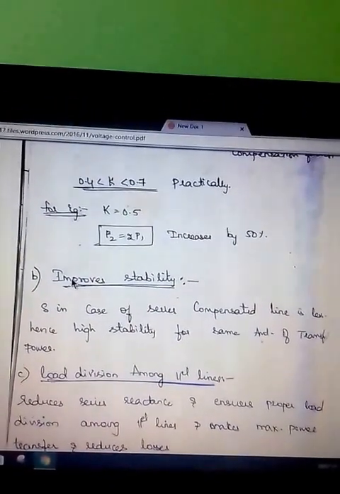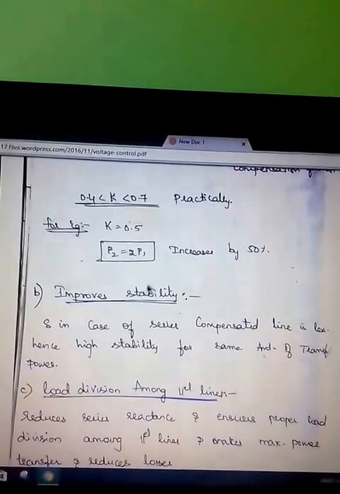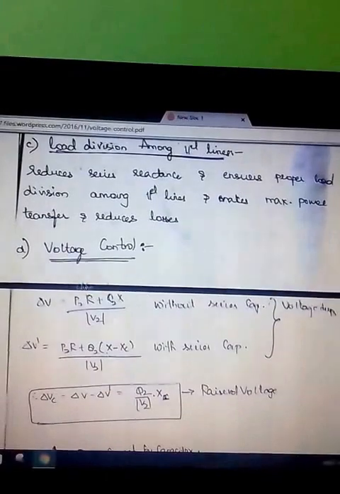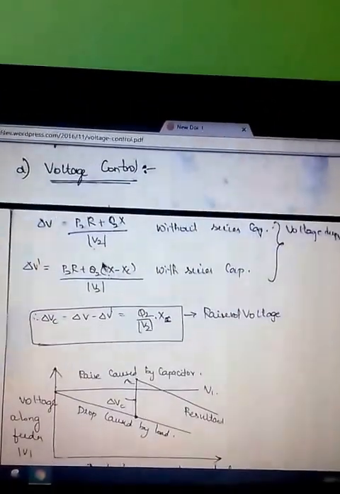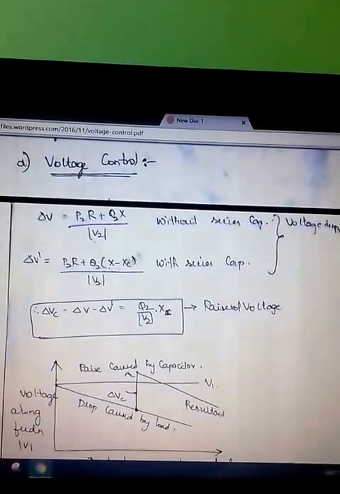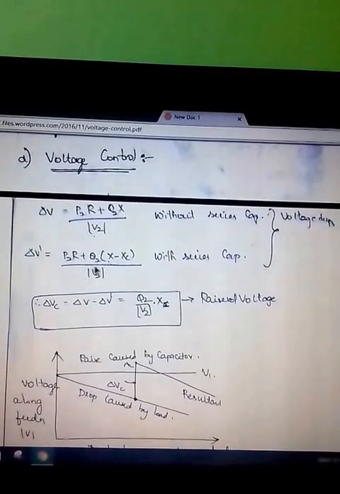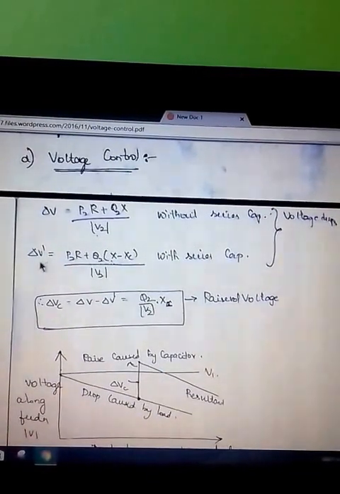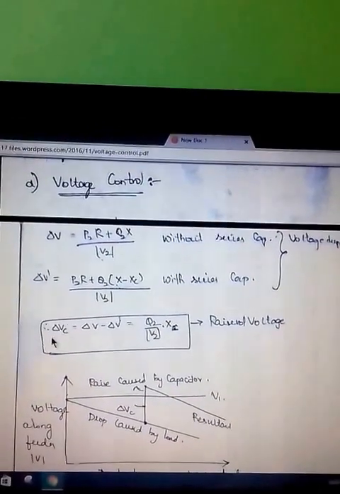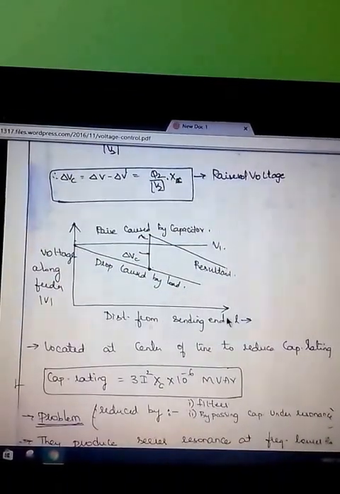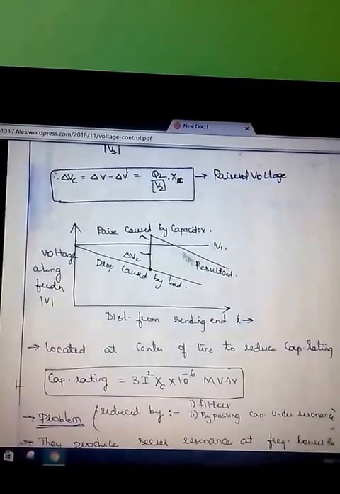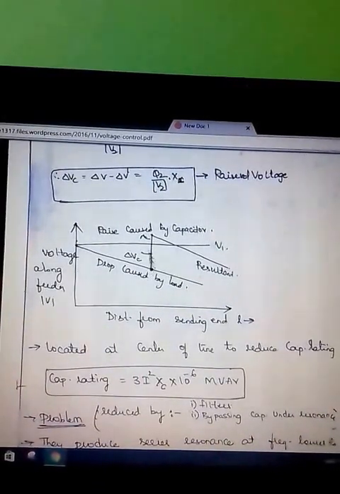This series compensation will improve the stability of the system, improve the load division among the parallel lines, and improve the voltage. Here you can see P2R plus Q2X by V2. Already we have seen Q2 into X minus XC by V2. So this numerator is reduced, and the voltage drop is reduced. This is the voltage expression. This is your resultant, and this is the rise caused by the series capacitor.